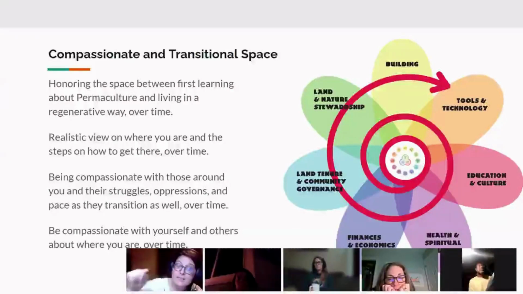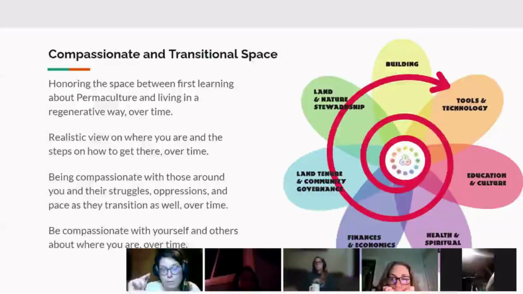Okay, this picture is a spiral of building, land and nature stewardship, tenure and community governance, finances and economics, health and spiritual well-being, education and culture, and tools and technology, with the principles in the middle of the spiral grounding it. Okay, it's an ever-learning process. We're coming back to similar lessons again and again as we navigate that spiral with the principles as our core.